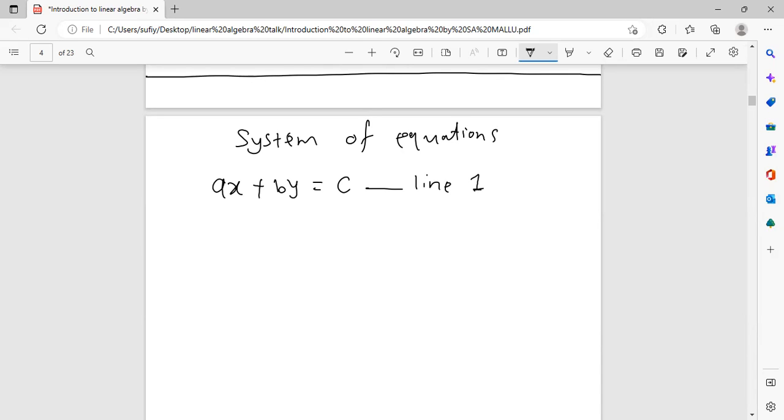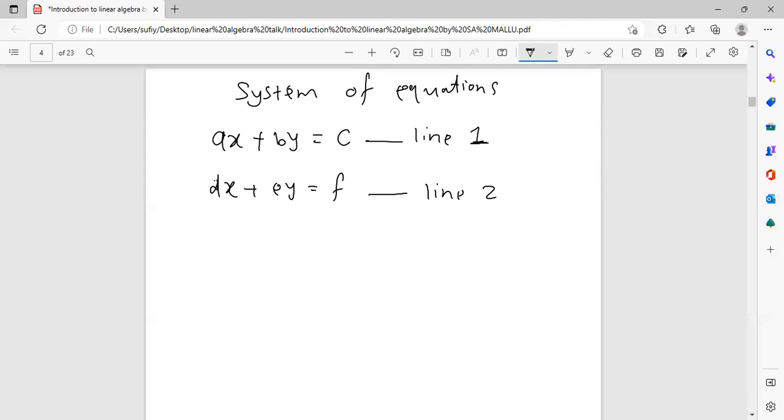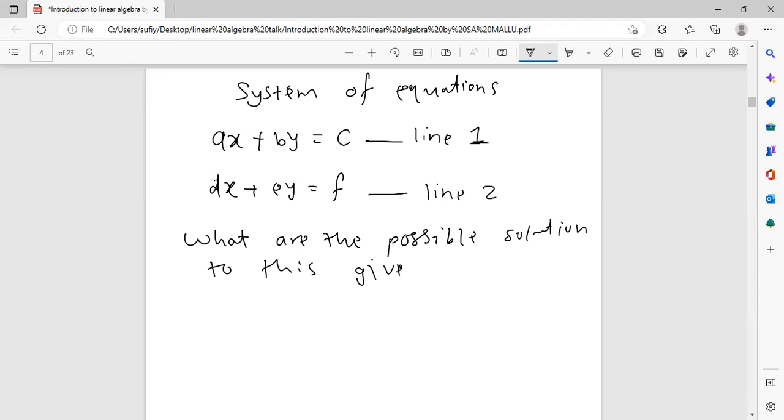Remember, this equation, as I said earlier, represents a straight line equation. So I'm going to call that line one, and let us just say that we have dx plus ey equals f. And I'm going to call this the equation of straight line two. My question to you now is, what are the possible solutions to this given system of equations?